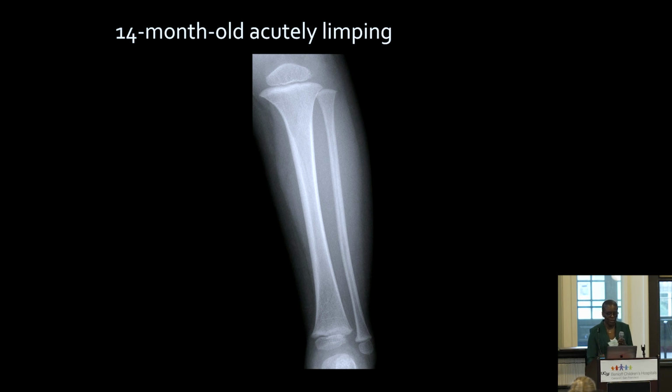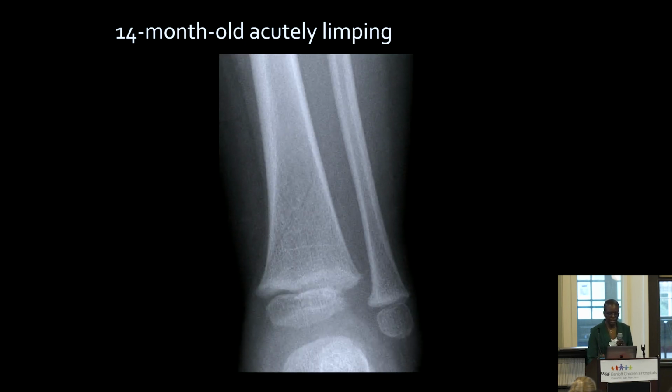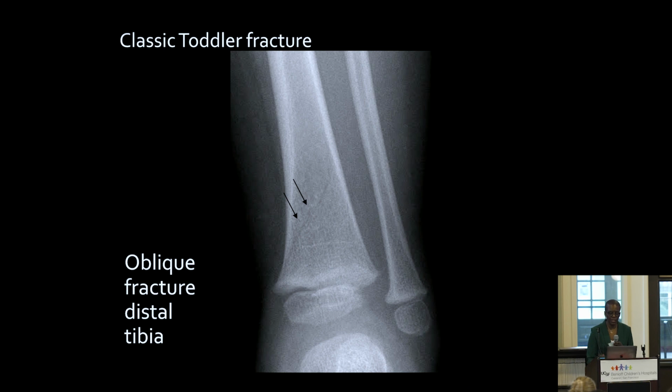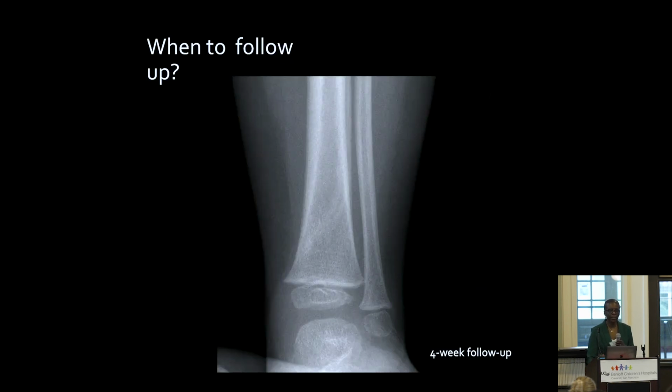So here's our 14-month-old with limping. We're going to cone down. And what do we see? We see this oblique fracture in the distal tibia. So this is your classic toddler fracture, okay? And then some of you may have the question, maybe you don't need to follow up if that's what you think it is, but if you do need to follow up, when do you want to follow up?